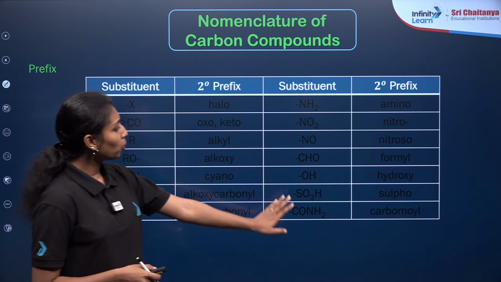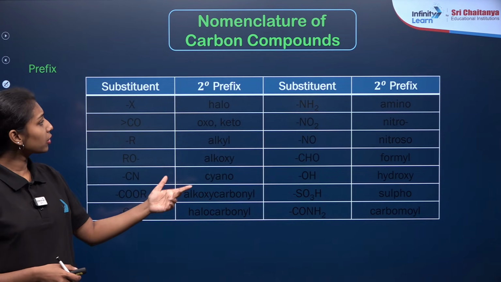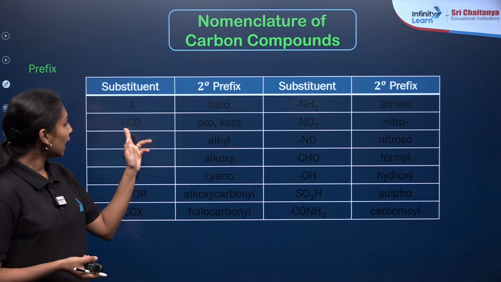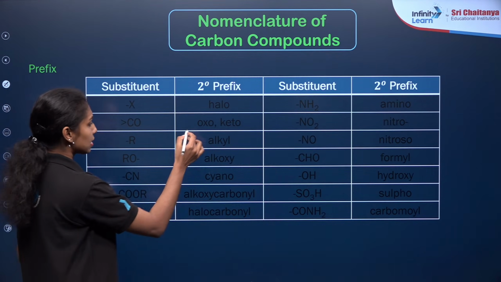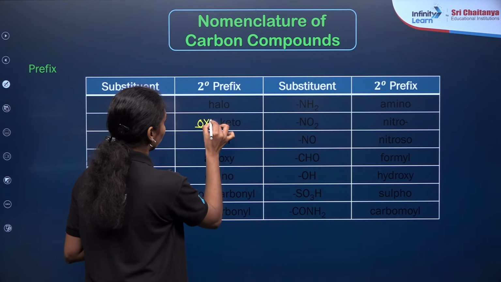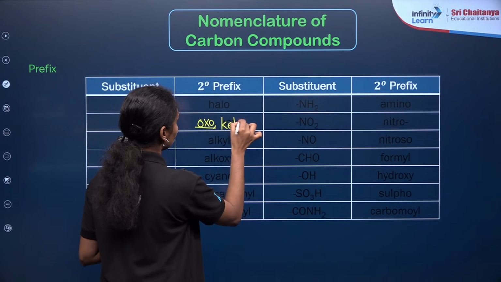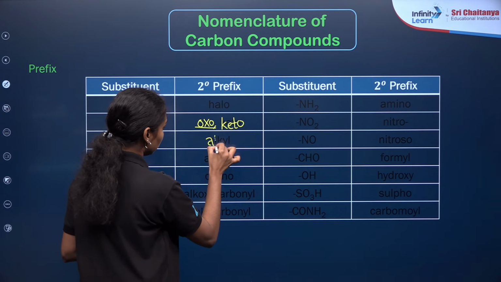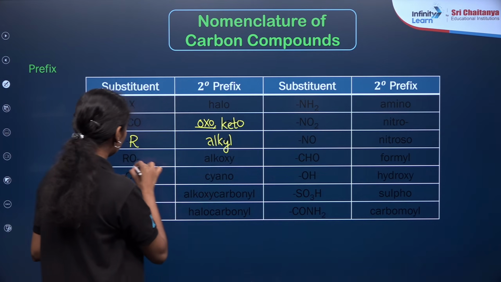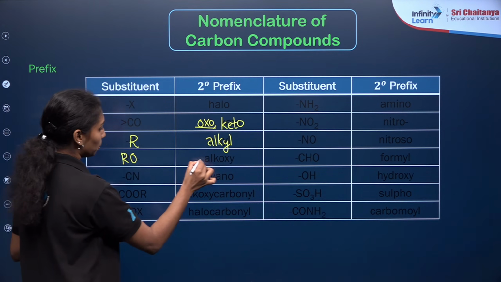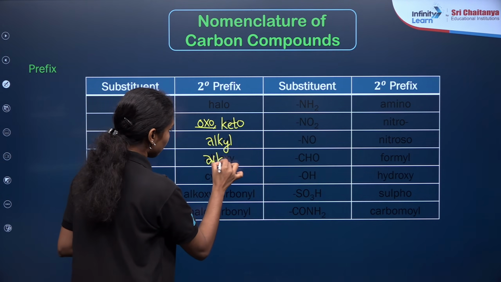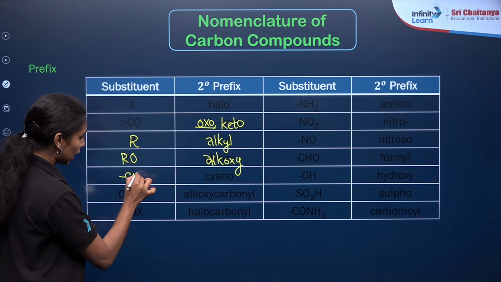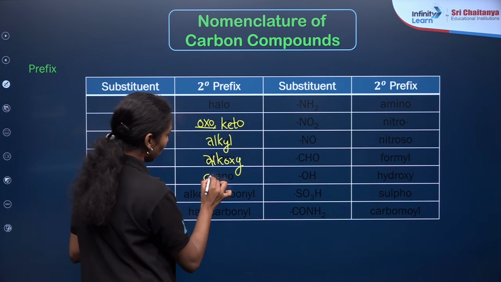So I hope you can see the board given here. These are the different functional groups and their names. If they contain halogen groups, it will be the halo group. If it is C double bond O, it is known as the oxo group or the keto group. Then for R it is the alkyl group. For OR it is the alkoxy group. If it contains carbon and nitrogen, C triple bond N, the name is the cyano group.